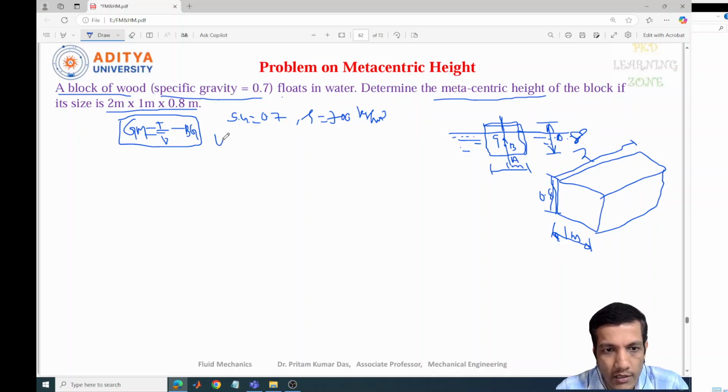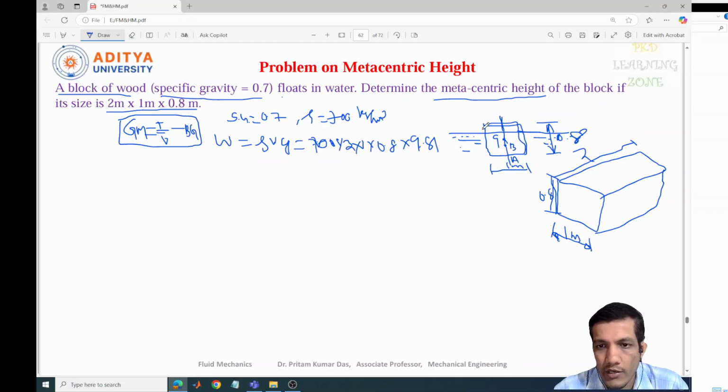First let's find the weight of the wooden piece. The weight W equals mg, and in the place of m we can write rho V, so W equals rho V g. The value is 700 density, the volume is 2 into 1 into 0.8, into g, which is 9.81. This is the weight of the wooden piece.